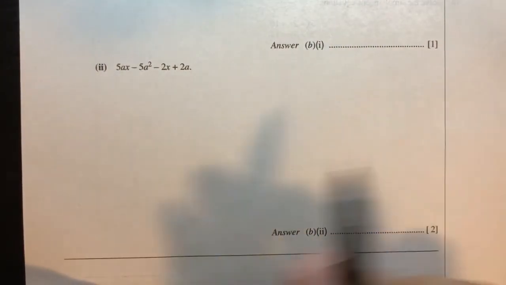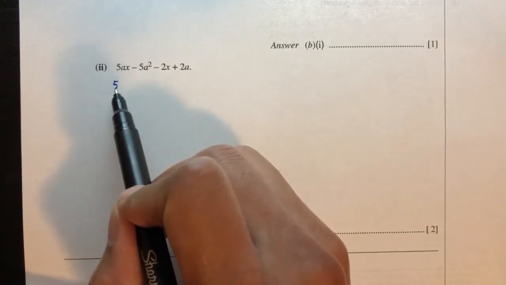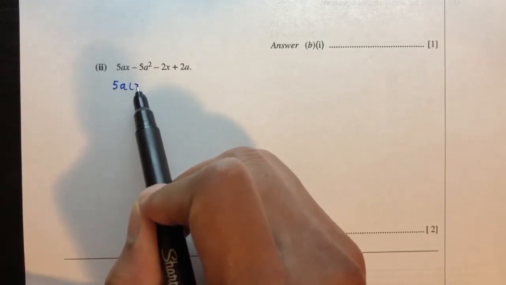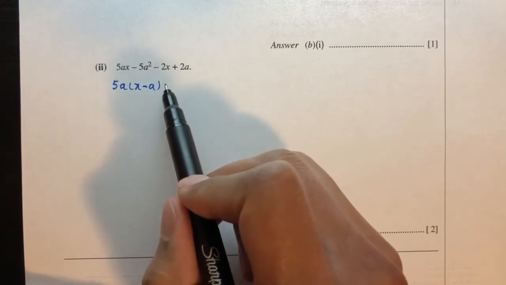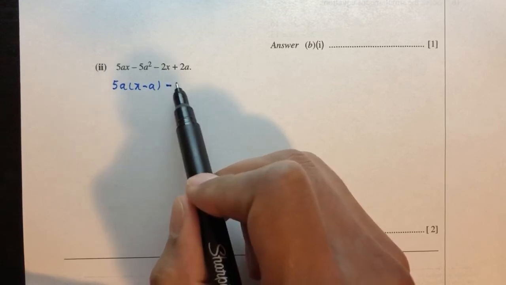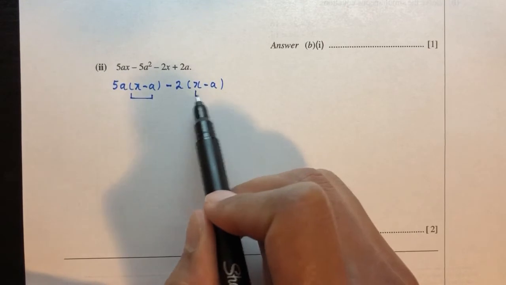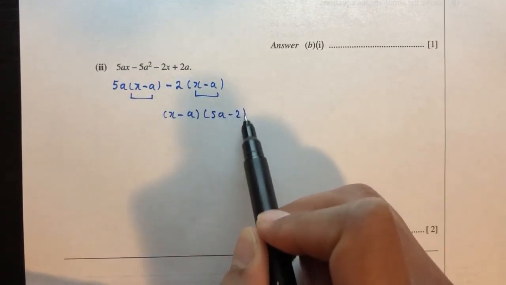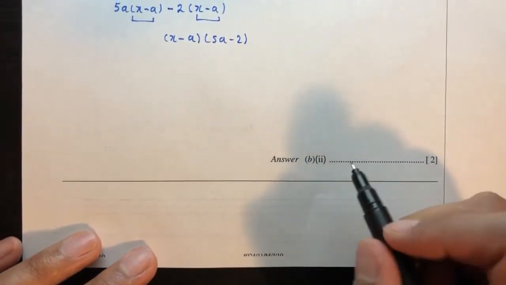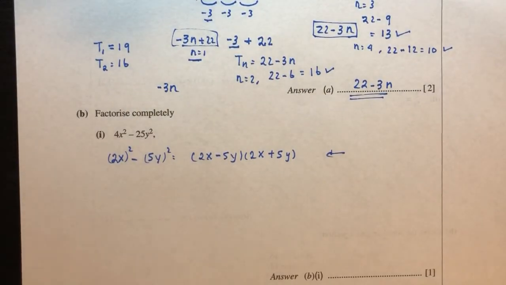Now part 2, we have this one. So we can try to see which is common. 5 is common here, and we have a as common, so x minus a. Then here what do we have? Let's take minus out. We have 2 common. We will have x minus a. So this and this are the same. It becomes x minus a and 5a minus 2. So your answer will be x minus a, 5a minus 2. That will be question number 21.